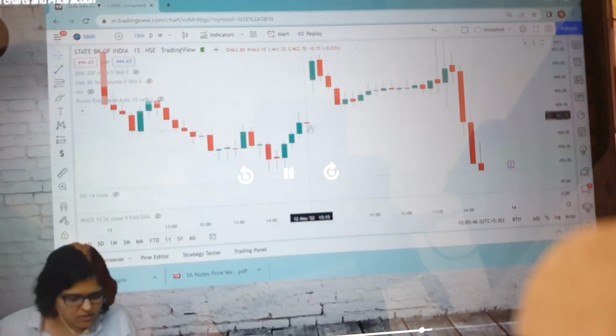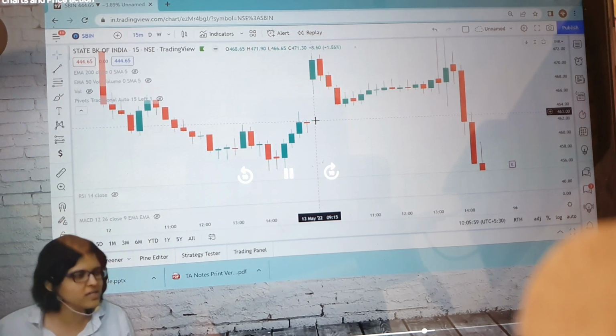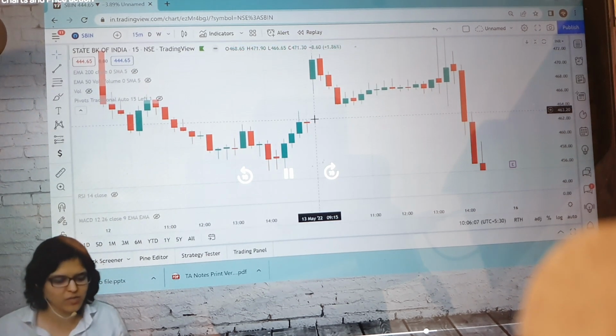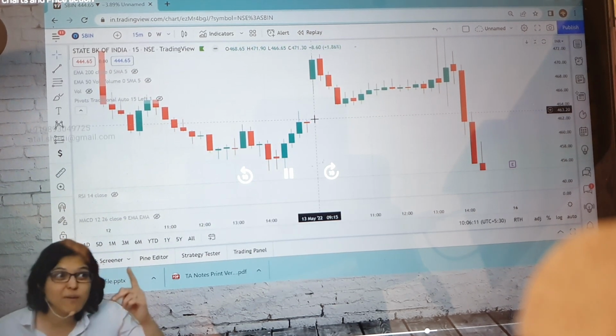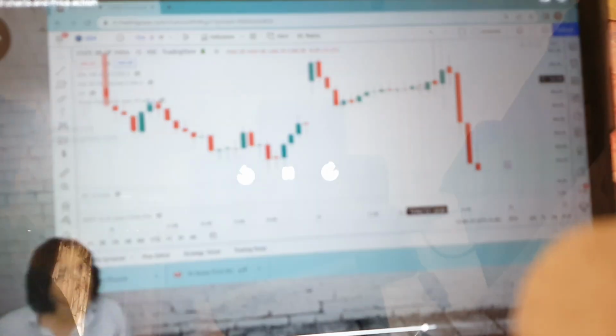Let's check this. Closing 462.70. Opening 468.65. But this is the last candle for the day and this is the first candle of the next. That is why such a huge gap. And that is why it is a gap up or gap down. Huge gap up or huge gap down. Is this understood? Yes. So generally within the day you will not see such a huge gap.